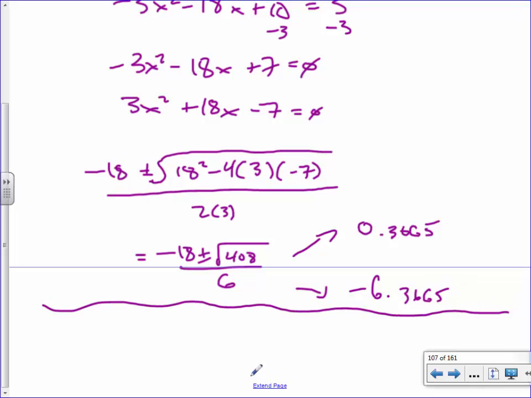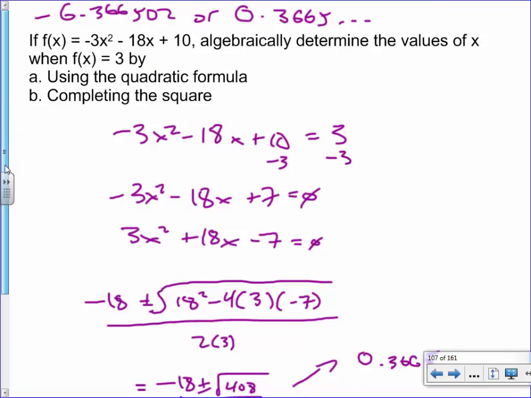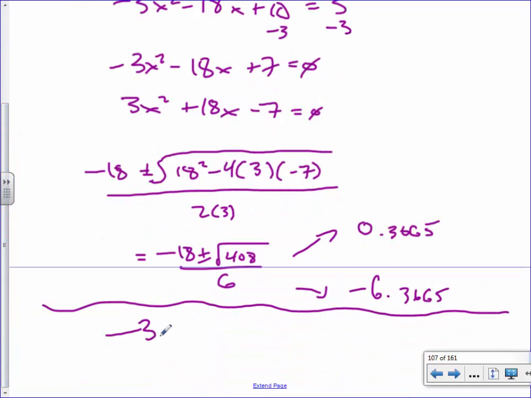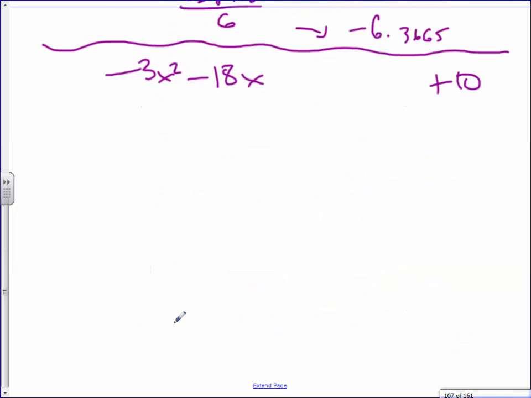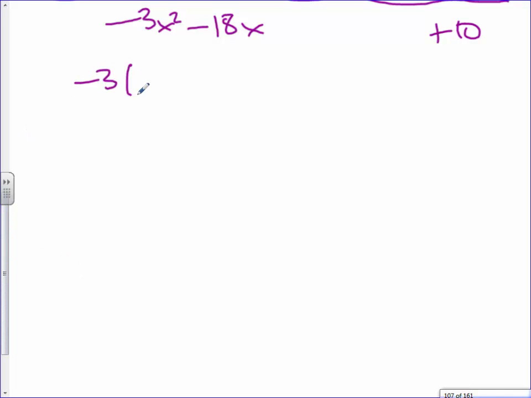So let's try completing the square. It's minus 3x squared minus 18x, and I'm going to throw that plus 10 way over here. Okay, completing the square. Step 1, factor out any leading coefficients. We have a negative 3, so I'm going to factor out the negative 3. It's going to leave me with x squared. Fortunately for us, 18 does divide by 3, and it makes it plus 6x.